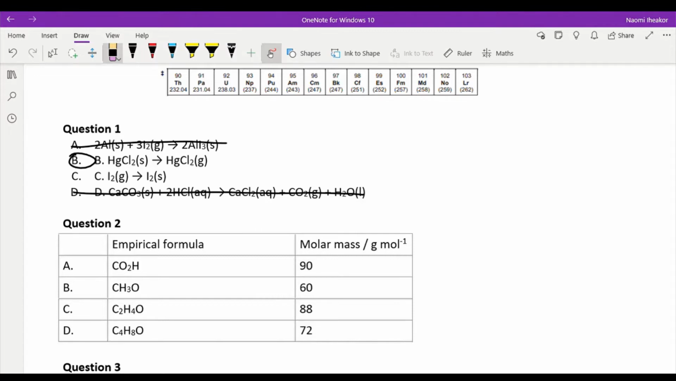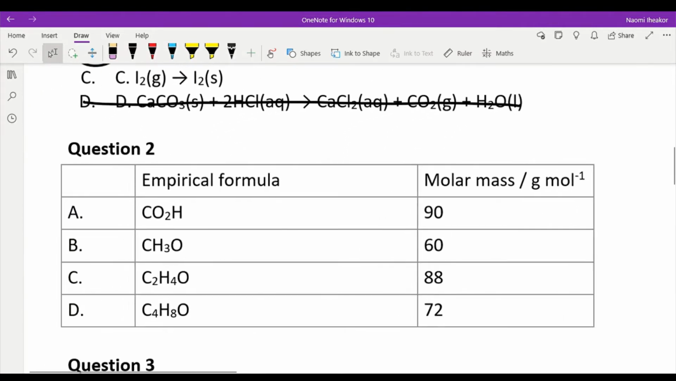So I'm just going to zoom us in a little bit. So we'll start with A, looking at CO2H. So carbon's relative atomic mass is 12. The relative atomic mass of oxygen is 16. There's 2 of them, so we'll do plus 16 times 2, or plus 32. And then hydrogen is 1. And that's going to give us 45. So 45 obviously is not equal to 90. So the molar mass for our empirical formula is 45. The molar mass for our molecular formula is 90. So the empirical formula and the molecular formula are not the same for A. So A is not correct.